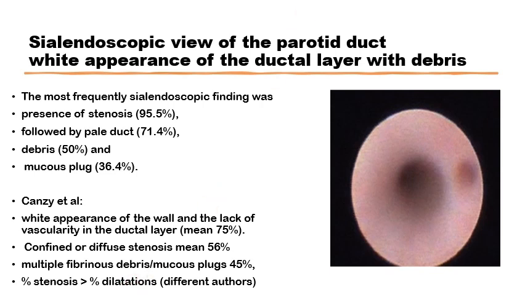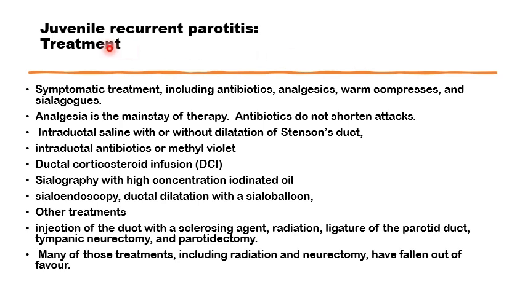And now to the management of juvenile recurrent parotitis, and these include a long list of suggested therapies, including symptomatic treatment with painkillers, antibiotics and analgesics, intraductal injection of saline with or without dilatation of the duct, or installing antibiotics or antiseptic solutions, or steroids. Also sialography with a high concentration of iodine, or sialoendoscopy with duct dilatation with balloons in the multiple stenotic segments.